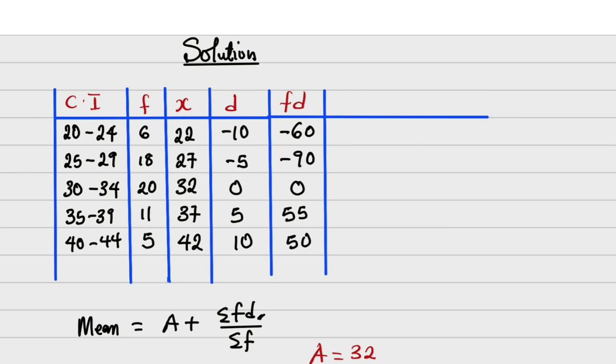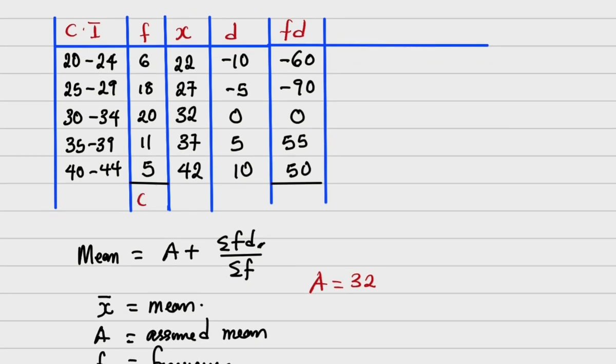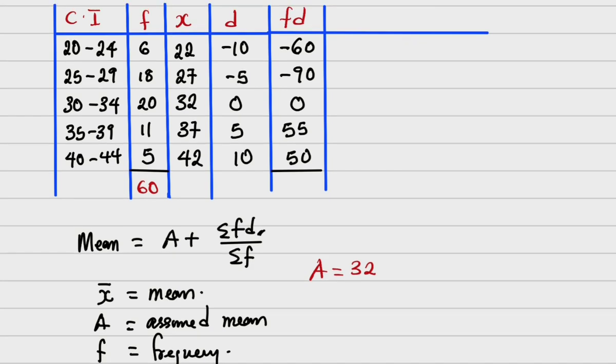So we've gotten that. Now we are going to sum it, because we need summation FD and summation F. In this place we have summation F. When we sum F, what we are going to get here is 60. That is summation F. When we add the column for FD, what we are going to get is minus 45. So we've gotten that part.